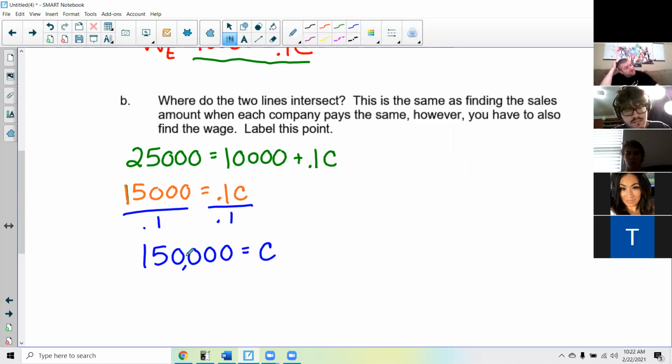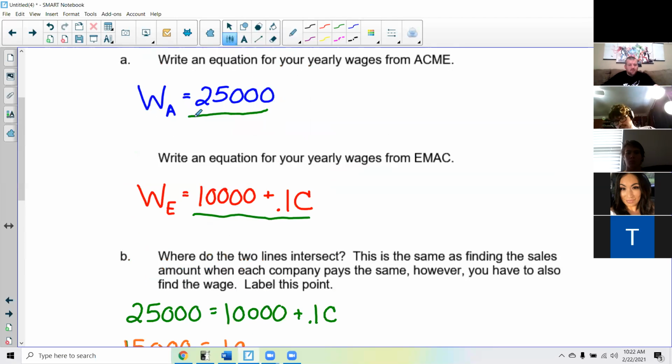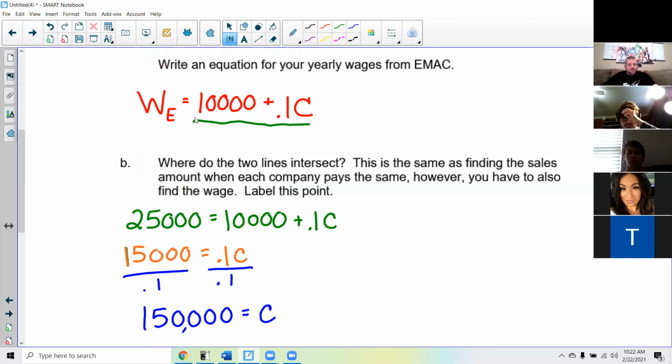Okay, what does this mean? Well, this means that if whatever I'm selling, let's just pretend it's, I don't know, copy machines still. If I sell $150,000 worth of copy machines at Emac, I'll earn the same as if I worked at Acme. Okay. So then it says, this is the commission. This is how much we have to sell. But it also wants us to find, okay, if I sell that much money, I'm making the same at both companies. How much am I making?